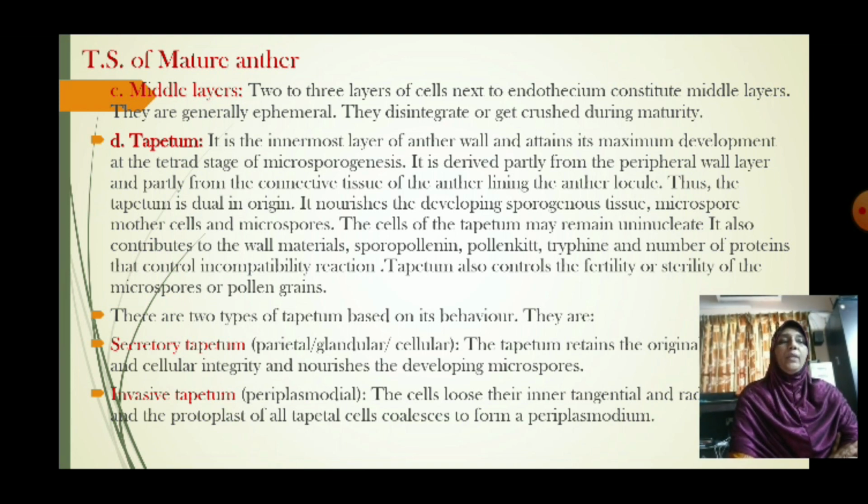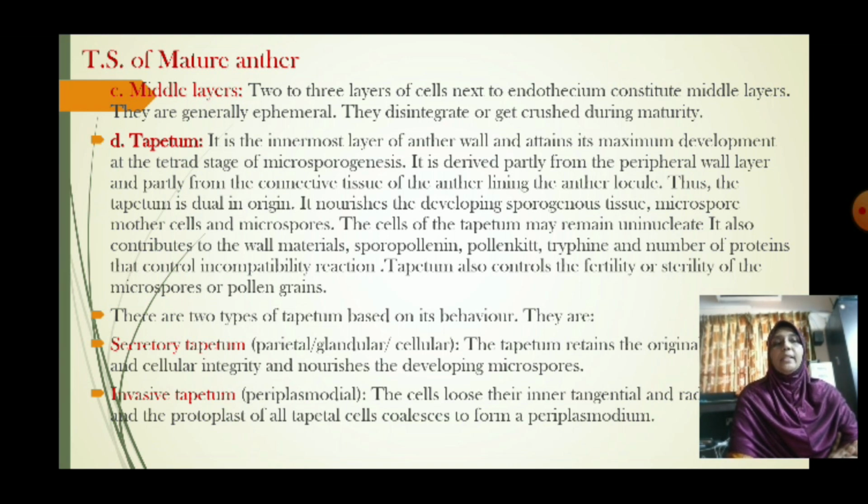The cells of the tapetum may remain uninucleate. It also contributes to the wall material sporopollenin, pollen kit, tryphine and a number of proteins that control incompatibility reaction. Tapetum also controls the fertility or sterility of the microspores or pollen grains. There are 2 types of tapetum based on its behavior.